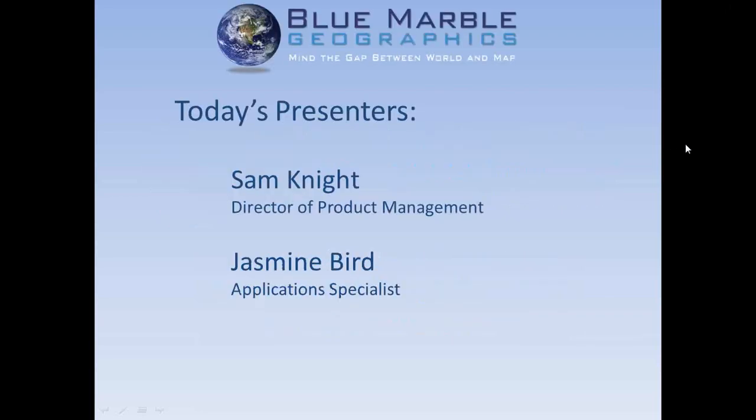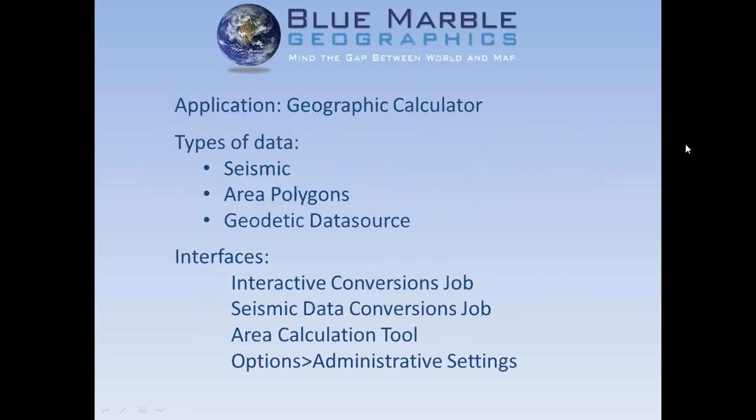Today we're going to talk about topics related to common oil and gas workflows. We're going to be talking about a few different parts of the Geographic Calculator, focusing on seismic data and conversions of both coordinates and file types, streamlining those files that can sometimes be a little bit tricky. We're going to take a look at our area calculation tool, looking at some area polygon data from a couple of different sources, and interacting with the Geodetic Datasource.